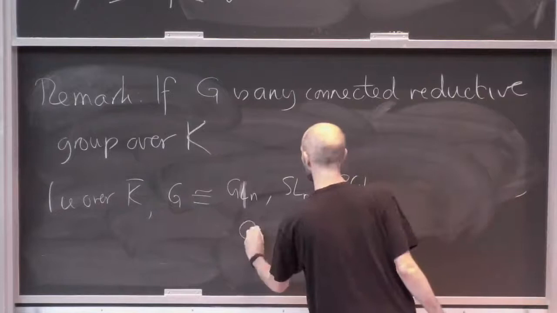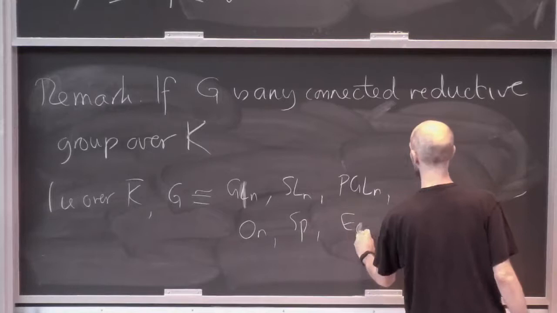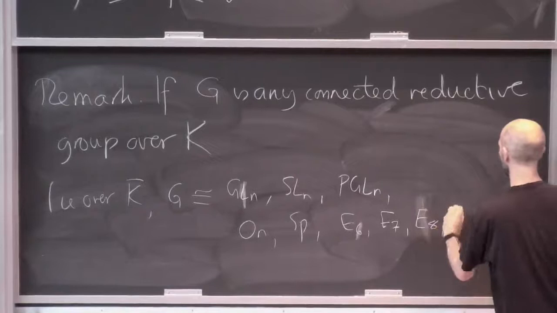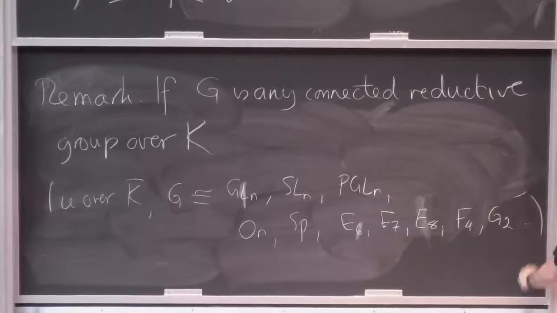You know, what are they called? E6, E7, E8, there are all these kind of crazy ones. There's E6, E7, E8, F4, and G2. These are the things that people talk about. I'm not going to talk about this general theory, but there's a general theory of algebraic groups.